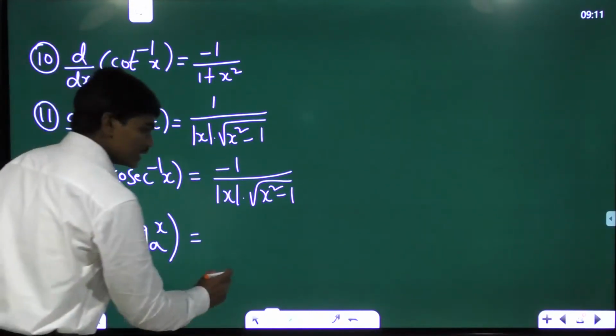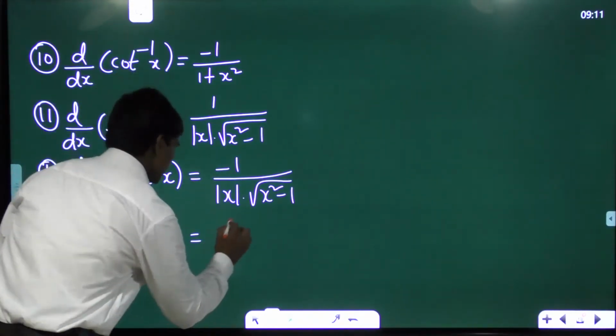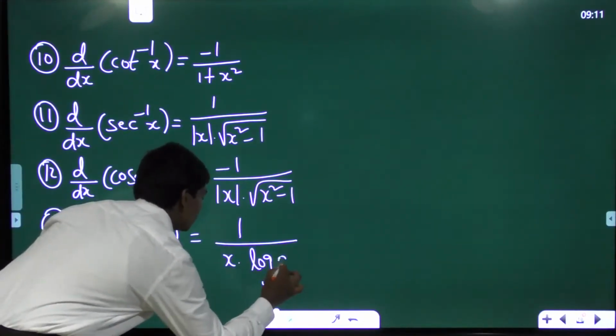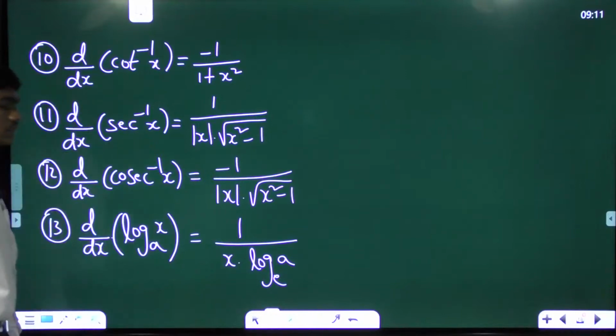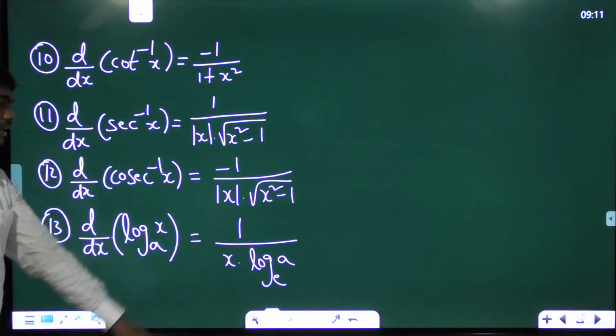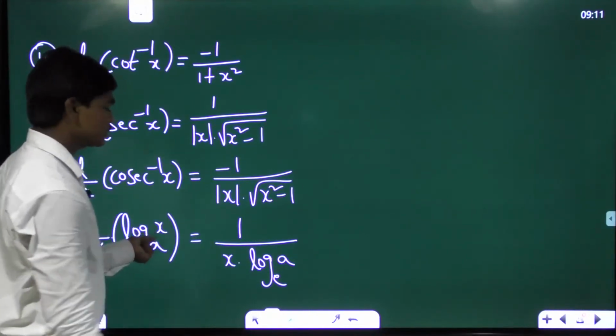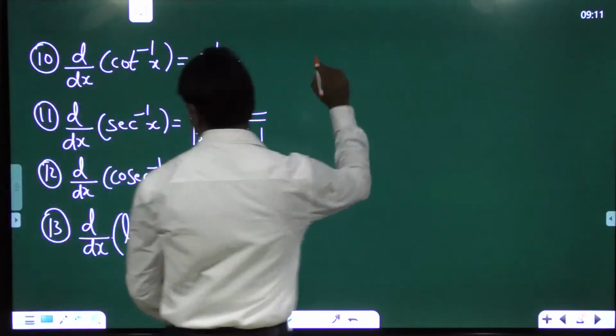Yes, 1 by x into log a to the base x. No, actually 1 by x into log a to the base e is the answer for this. Okay, yeah, 1 by x ln a, correct. 1 by x into ln a to the base e. And of course, you know, logarithms are defined only for positive values. Next, 14th.